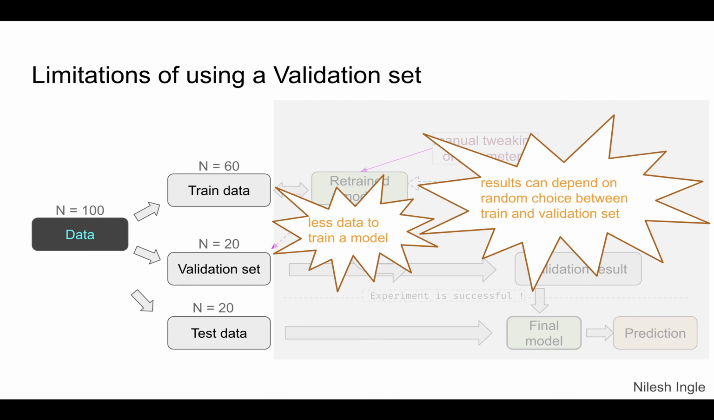Now, is there a limitation to using a validation set? Yes, there is. If you have a small data set, this could be an issue, because the data set is split into three parts, and here we have train, validation, and test. So you may have a smaller number of samples for the validation set. That's one issue. Additionally, there could be another issue, which is that the results can depend on the random choice between the train and validation set. So what records are chosen between those two?